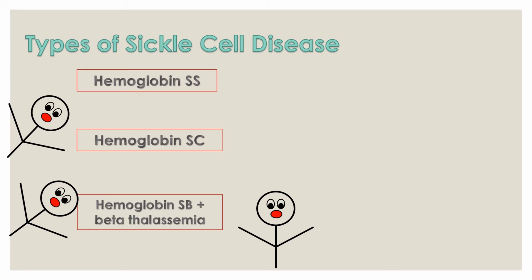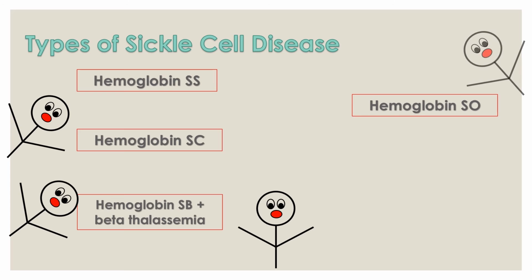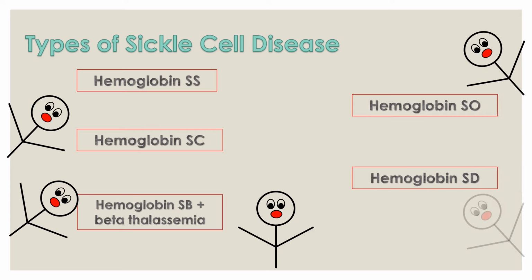Sickle hemoglobin O disease, in which hemoglobin O is another type of substitution in the beta-globin gene that also interacts with sickle hemoglobin. Sickle hemoglobin D disease, in which hemoglobin D is a different substitution in the beta-globin gene, but interacts with the sickle hemoglobin gene.